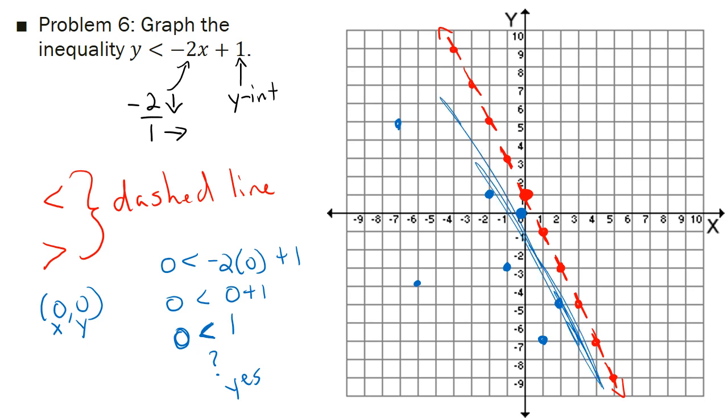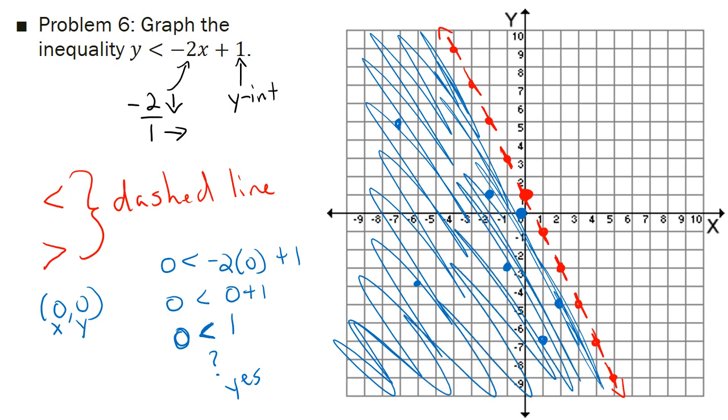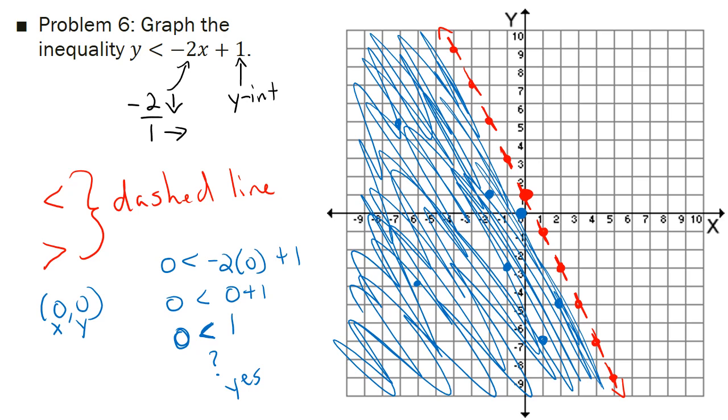So the way we do it, we just go ahead and do a little shade on that side of the dashed line to represent all the solutions. So please remember, if you have a less than sign or a greater than sign, those are the dashed lines, and there is no answers on the dashed line, only to the left or to the right of it.